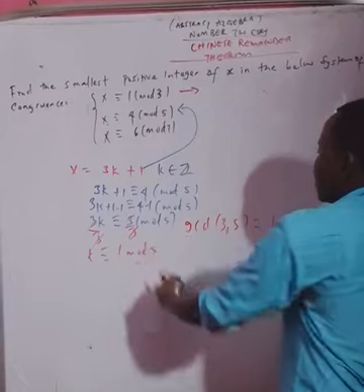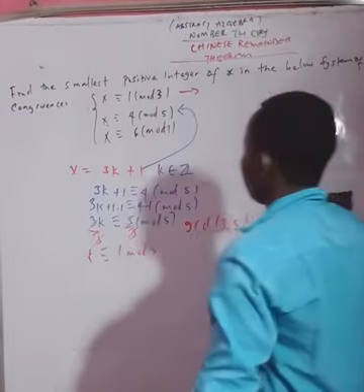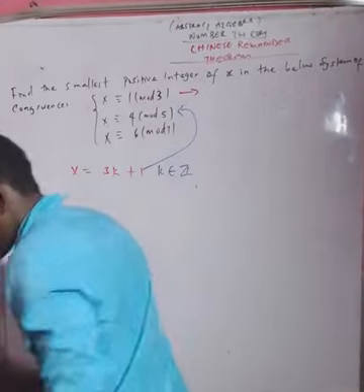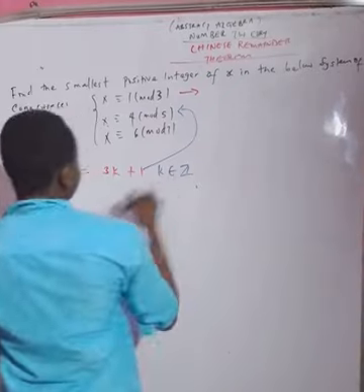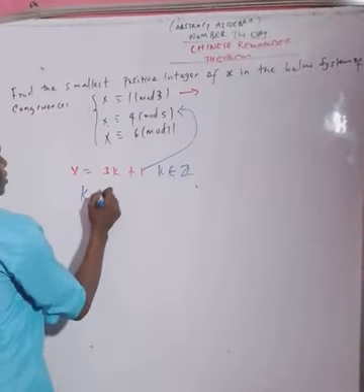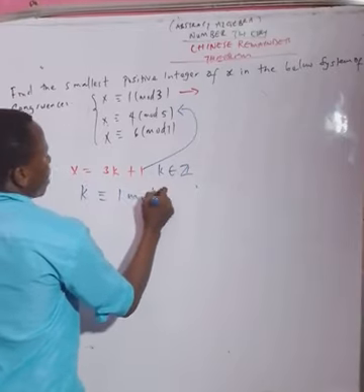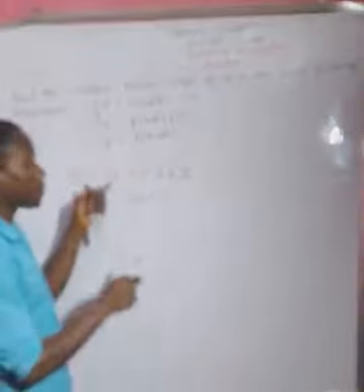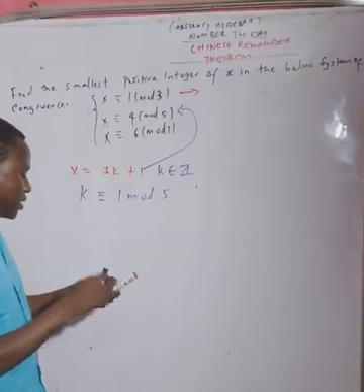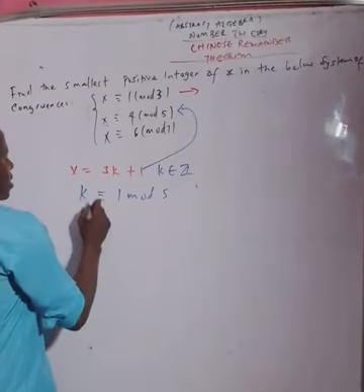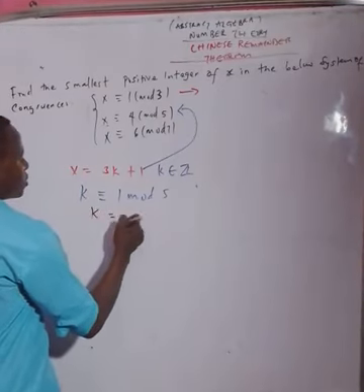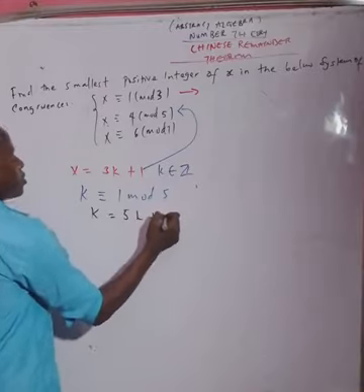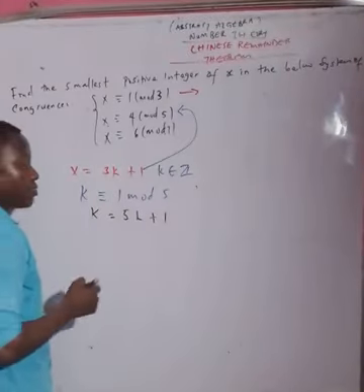Now, since k is congruent to 1 mod 5, we can rewrite k congruent to 1 mod 5 in this form: k equals 5L plus 1. This is the remainder.